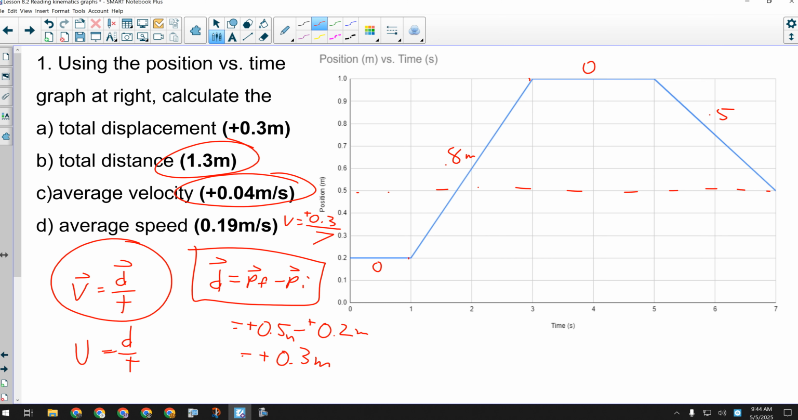Okay, average speed. We've already done the heavy lifting for that. We calculated the total distance, so all we have to do is plug our numbers into this formula. So that'll be 1.3 divided by 7 seconds, and we get 0.19 meters per second. No vector on that because speed is scalar. That's just how fast the object went on average.